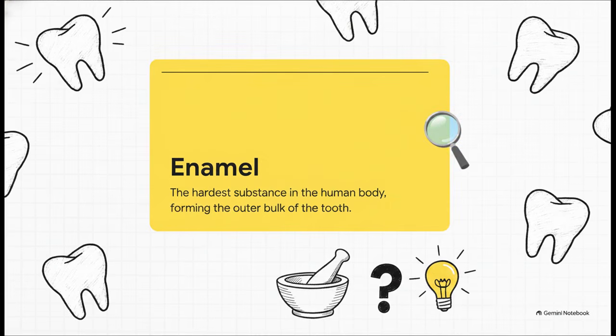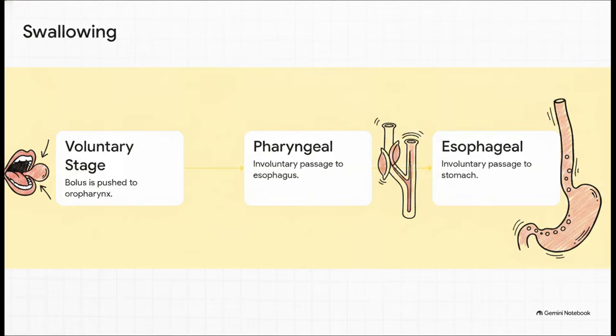And while we're on the topic of teeth, let's punch in a really quick high-yield fact. The outer bulk of the tooth is made of a substance called enamel. Enamel is officially the hardest substance in the entire human body. No joke. Keep this one in your back pocket because it's a super common trivia and MCQ question for pharmacy students. So once your teeth have done their thing and saliva from your 3 major salivary glands, the parotid, submandibular, and sublingual, has mixed all in, the food turns into this soft little mass we call a bolus.